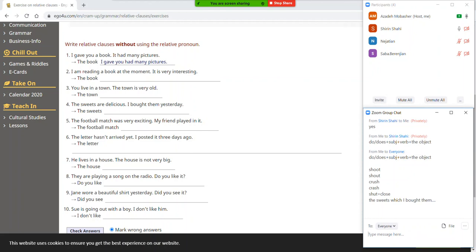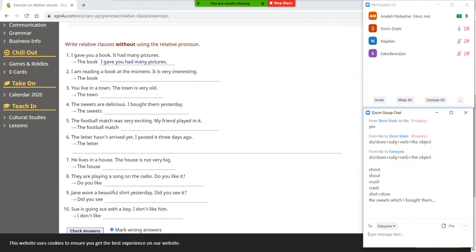The rest of the sentence. The problem is you use which in order not to say them. You use which instead of them in here. The sweets which I bought, not the sweets which I bought them. The man who I saw, not the man who I saw him.